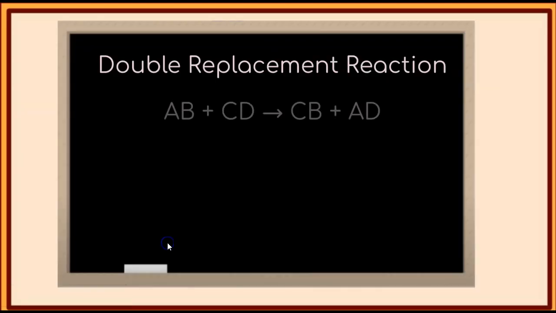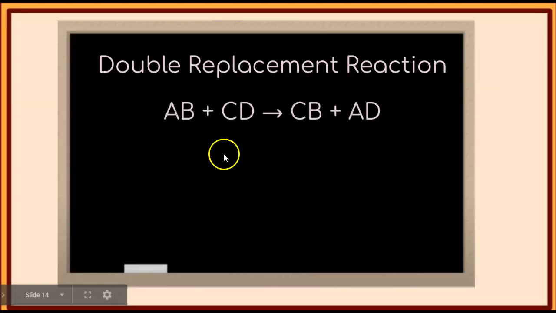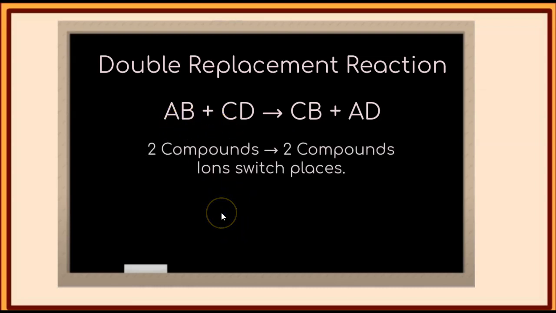Let's review. In a double replacement reaction, the general formula is AB plus CD yields CB plus AD. The ions have switched places. We always start with two compounds and end up with two compounds in a double replacement reaction.